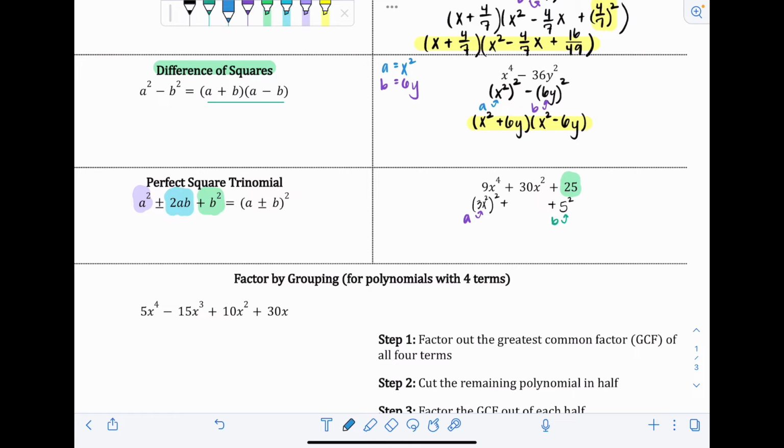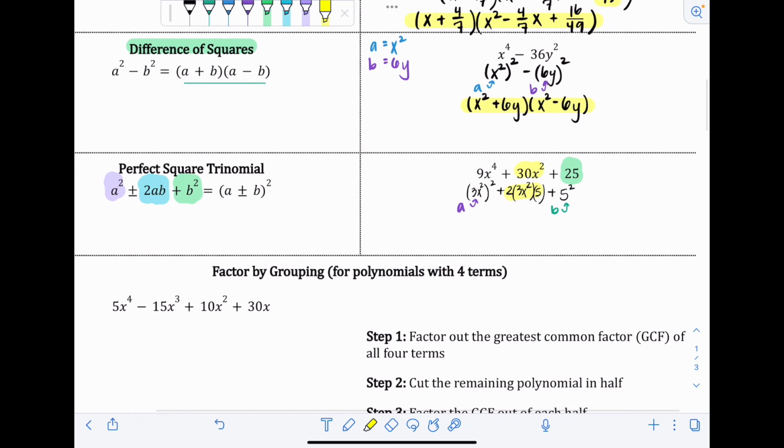So it'll be plus 2 times a, so that was 3x squared, and then times b, which was 5. And then I want to make sure that what I just wrote here is the same value as 30x squared. So 2 times 3 is 6 times 5 is 30x squared. So it has to be that exact pattern to be able to factor this way. And sometimes I feel like checking to see if it falls into that pattern, depending on how complex the numbers are, just takes longer than factoring it the alternative way.